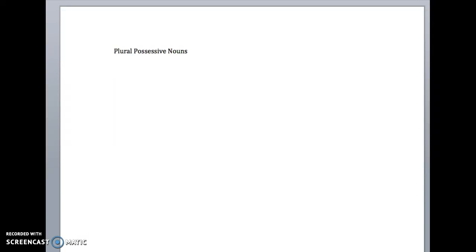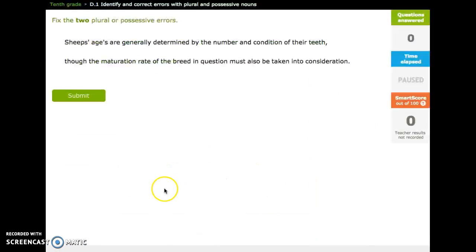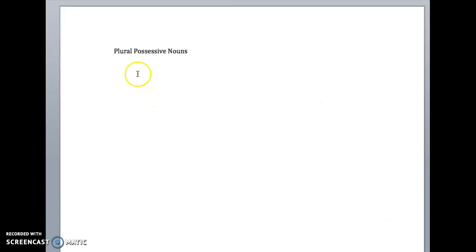All right, so let's talk about plural possessive nouns. This corresponds to D.1 in IXL. Let's go through kind of what this is all about, and then we'll go in and try to answer some questions together. So first of all, let's talk about plural and possessive. What is the difference? Or what is the distinction?